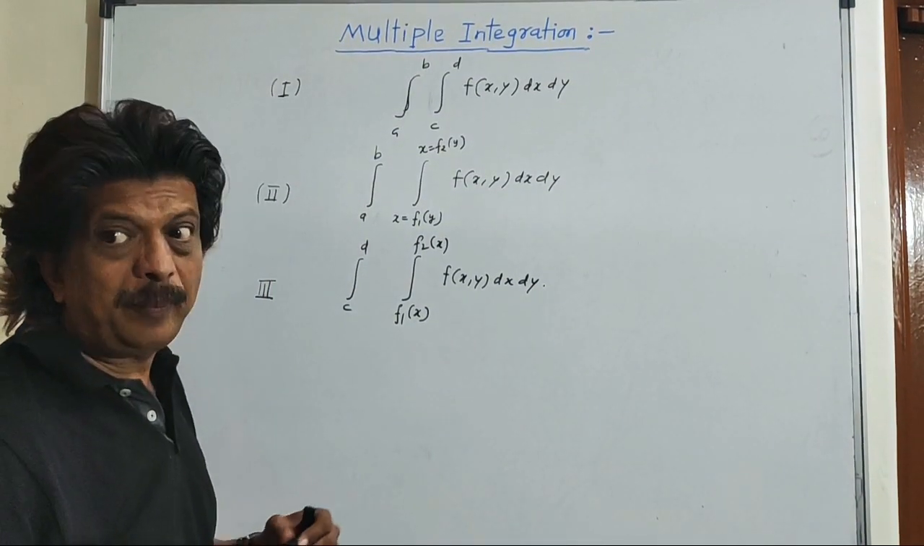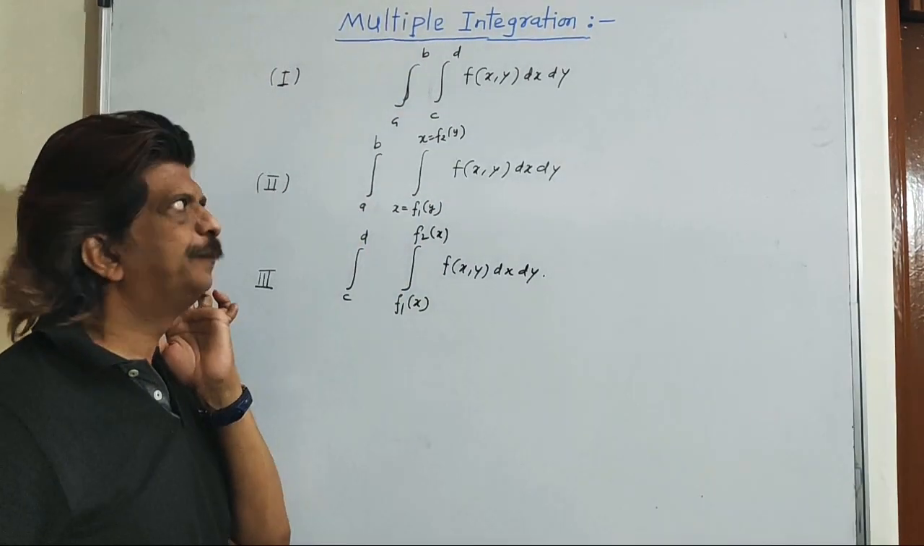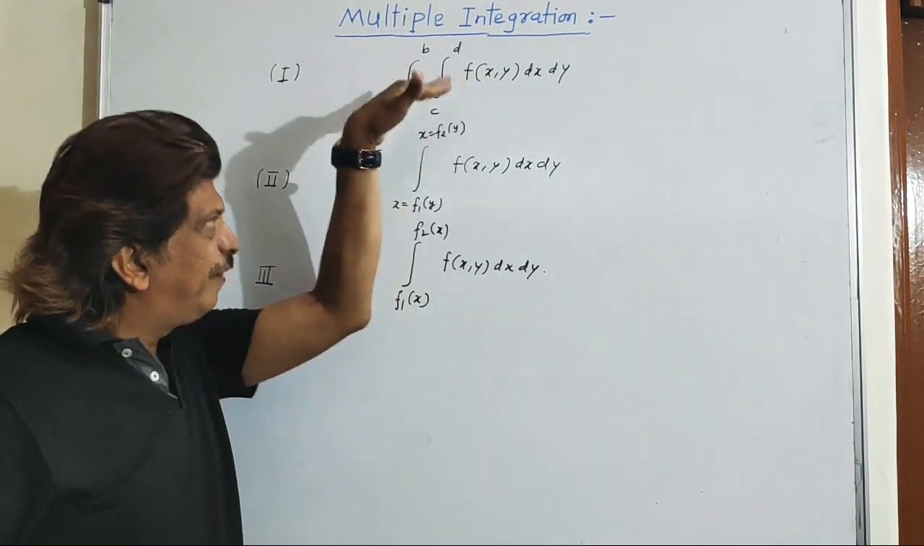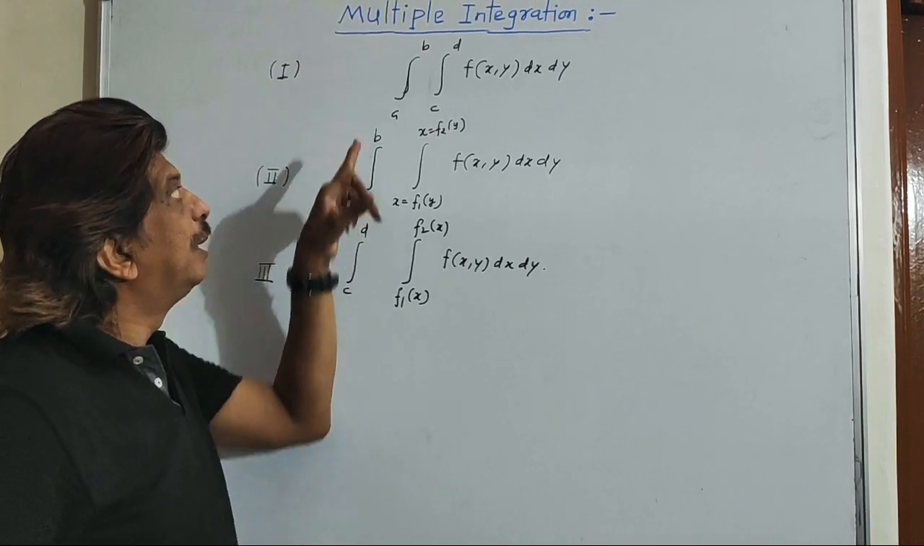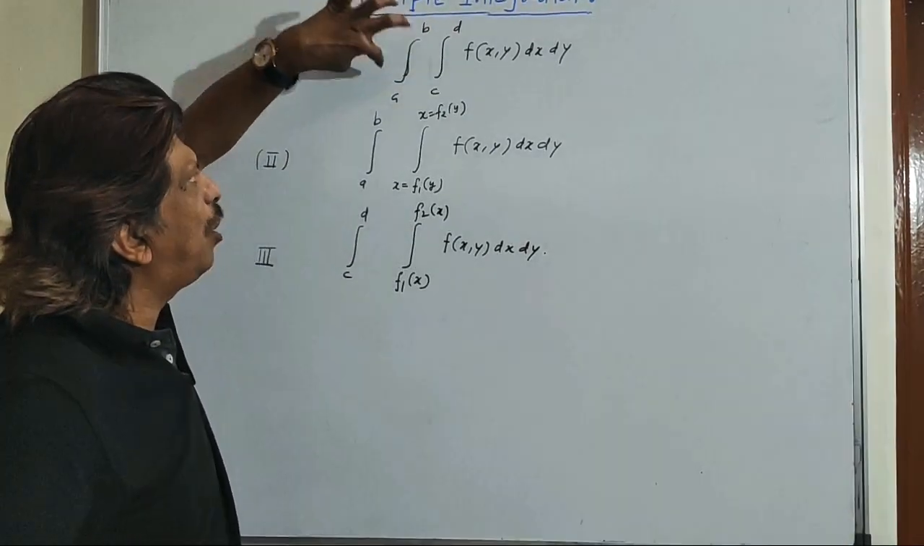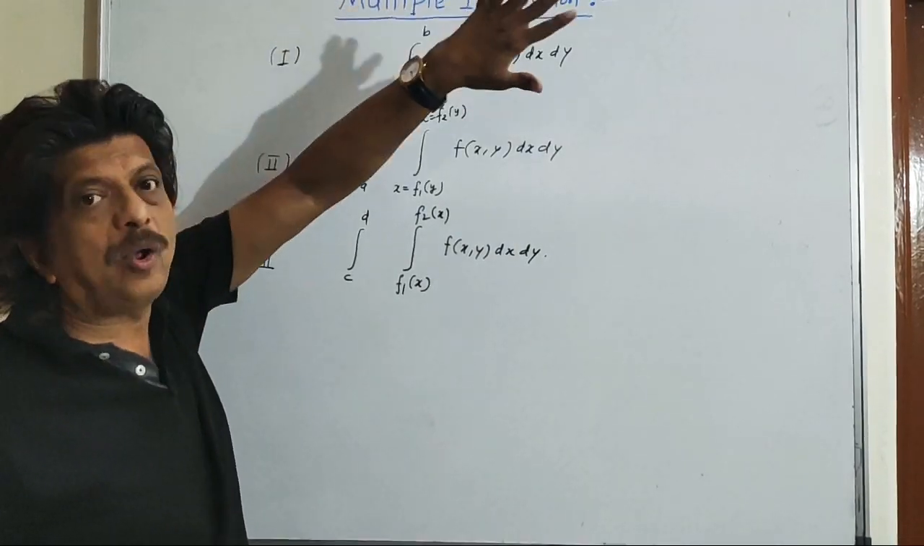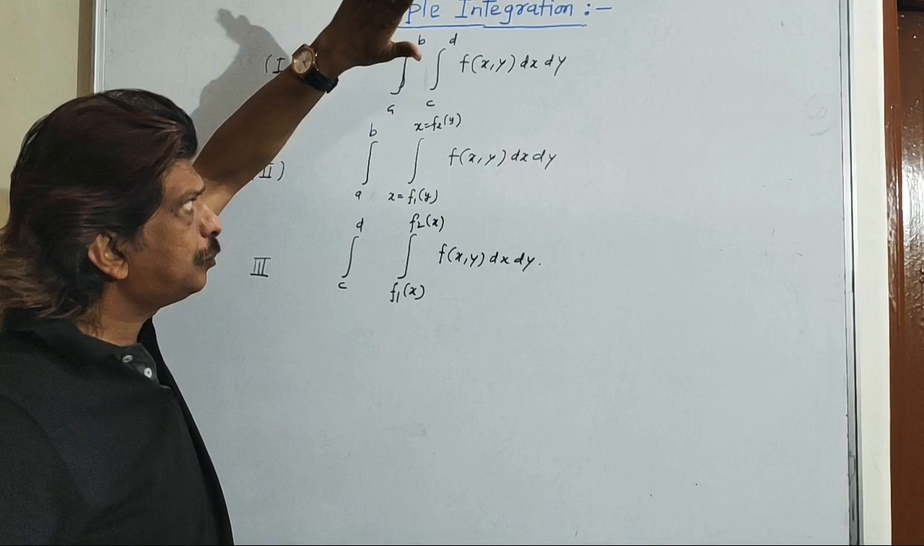So whatever examples we are going to solve, they come under these three categories only. What is the difference between all these three? In the first, integral from a to b and c to d, we observe that all these four limits are constants.